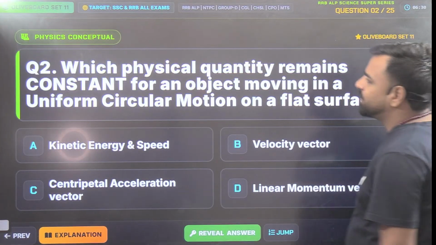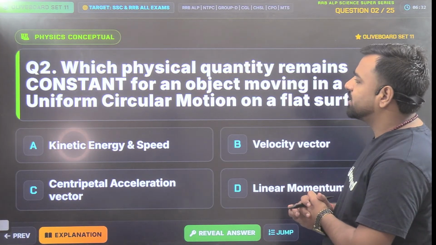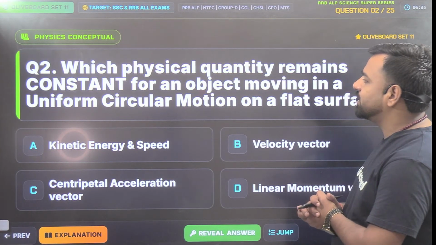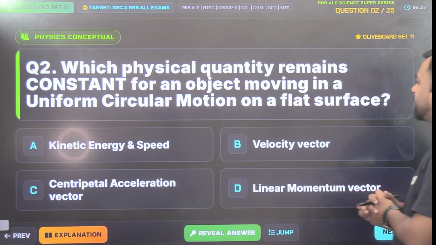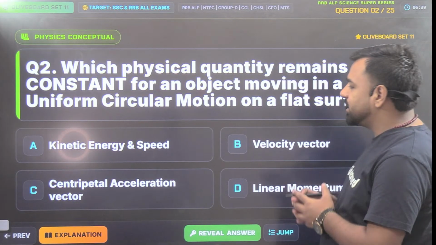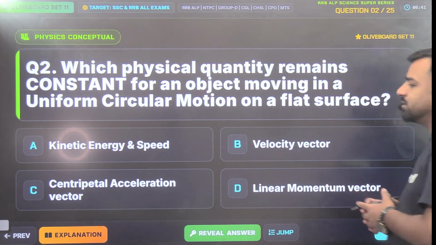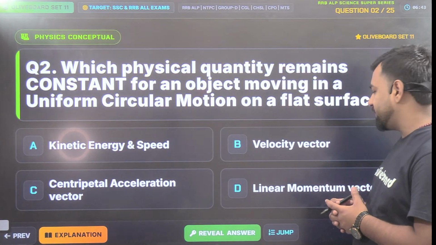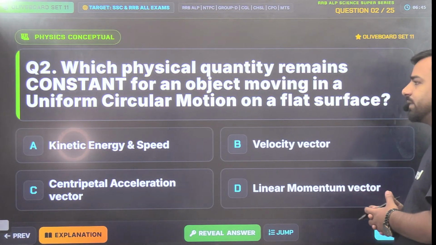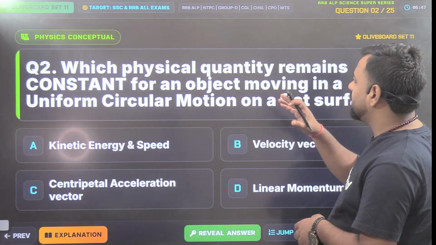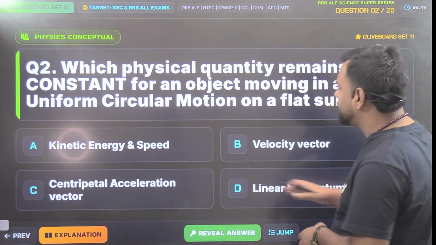What about the next question? Which physical quantity remains constant for an object moving in a uniform circular motion on a flat surface? Is it kinetic energy and speed? Is it the velocity vector? Is it the centripetal acceleration vector? Or is it the linear momentum vector? So it's talking about an object which is moving in a uniform circular motion.